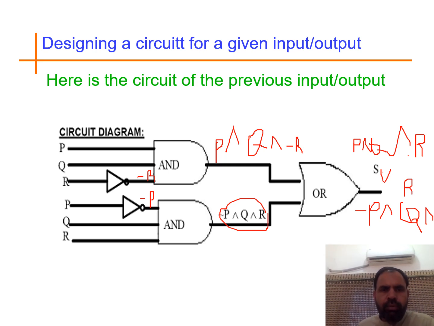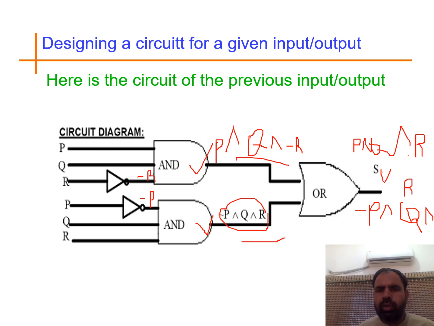After this we have to focus on this. After NOT gate, this becomes negation R, and P after NOT gate becomes negation P. And when we combine them in AND gates, both these values we put in OR gate, we combined these two expressions.